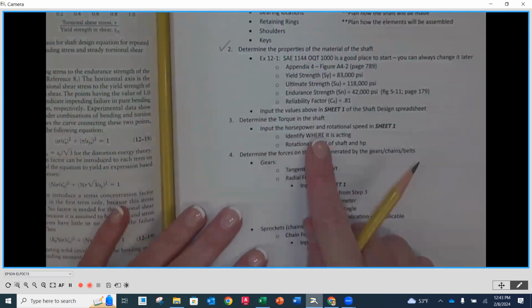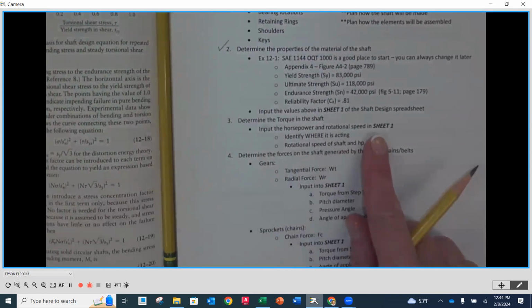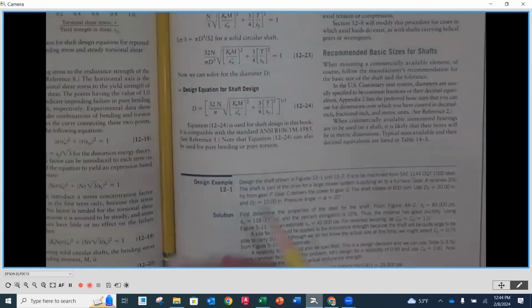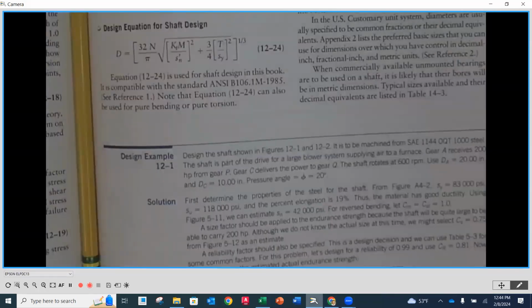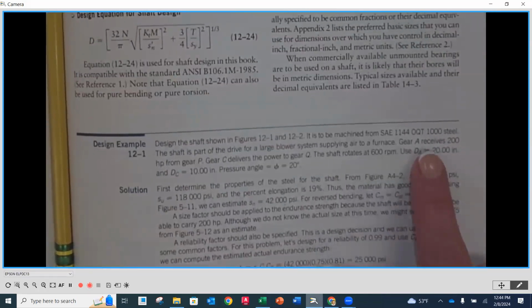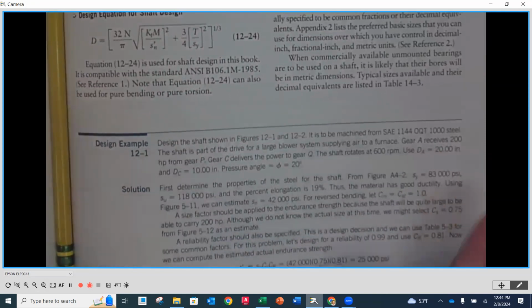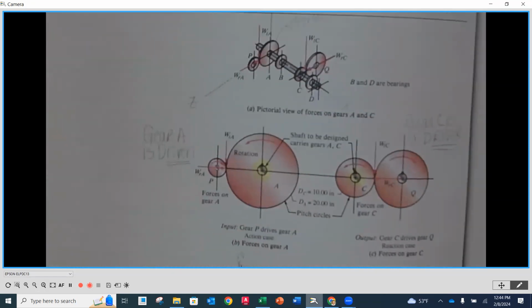So we're going to input the horsepower and rotational speed in sheet 1, and we need to identify where it's acting. So we got to go back to our original problem statement to find this out. As we look here, it says gear A receives 200 horsepower from gear P. So let's look at that arrangement. I'm going to turn my page because it's right here.